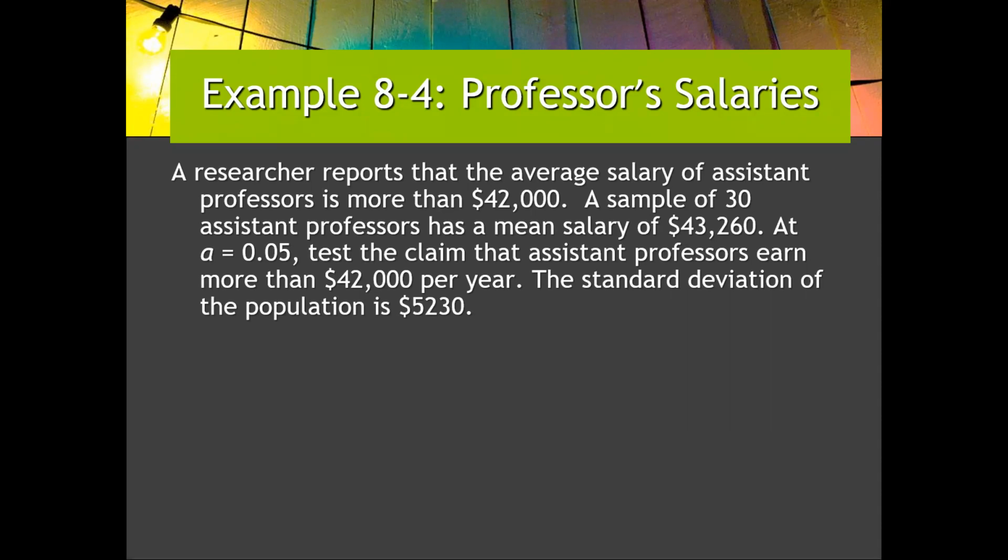A researcher reports that the average salary of assistant professors is more than $42,000. A sample of 30 assistant professors has a mean salary of $43,260. At alpha 0.05, test the claim that assistant professors earn more than $42,000 per year. The standard deviation of the population is $5,230.